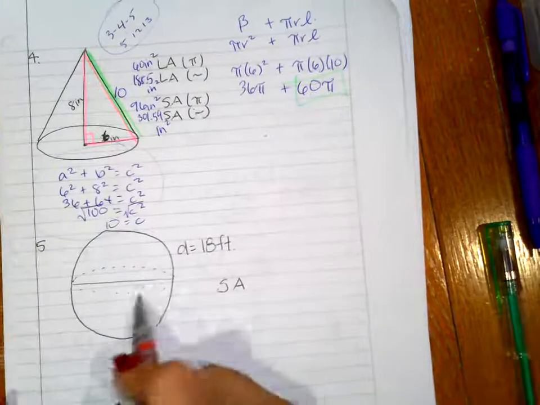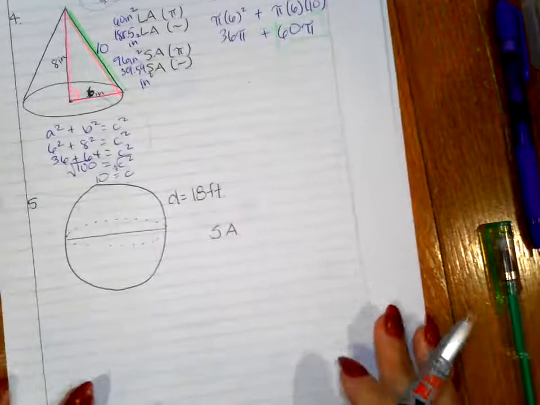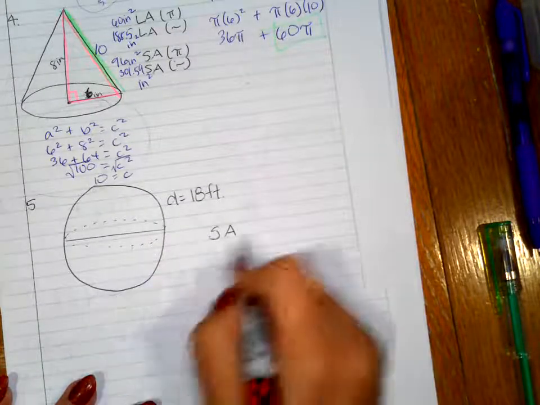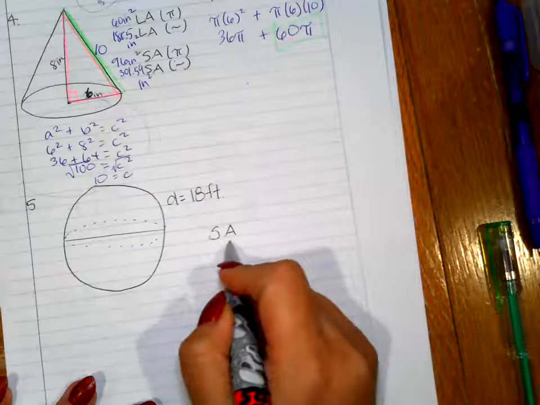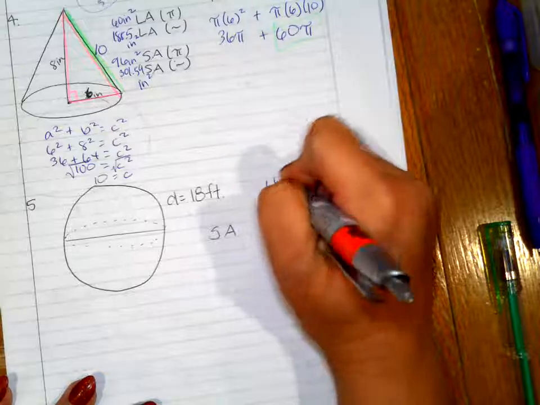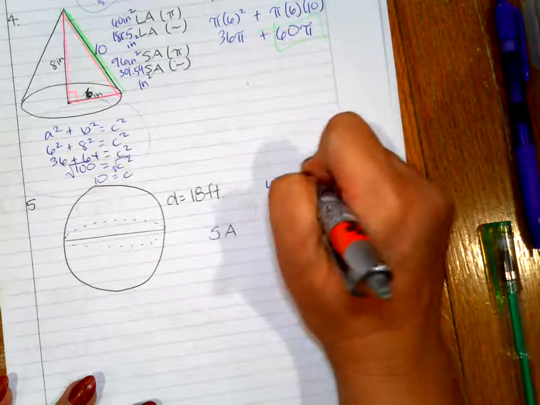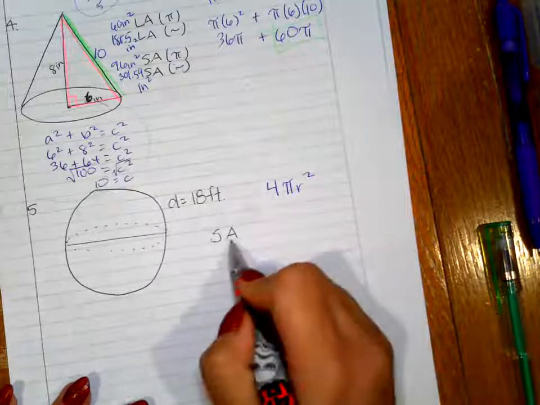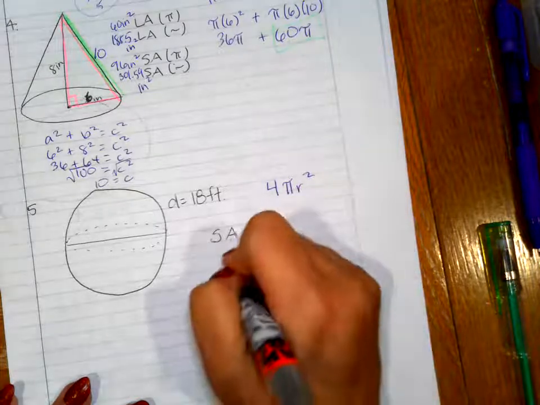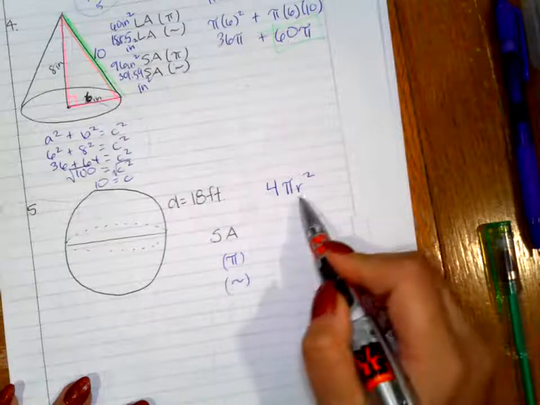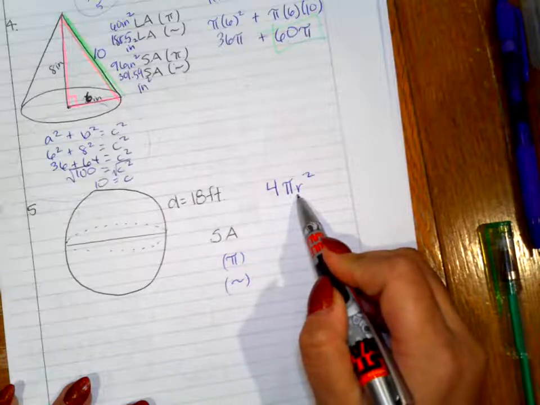All right. Last shape that you need to know, the sphere. You can't find a lateral area for a sphere, so you're only finding surface area for a sphere. Your formula is 4 pi r squared. For the surface area, we can leave it in terms of pi and we can do an approximate. So let's do both.